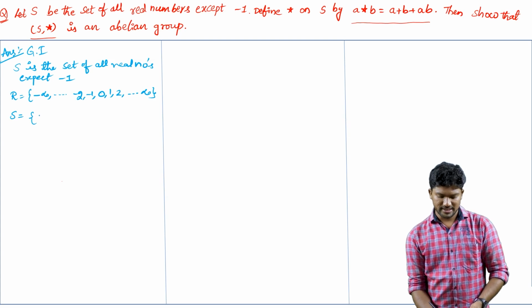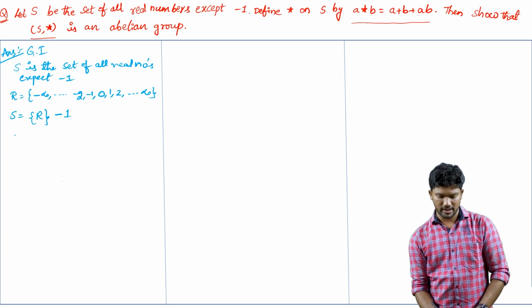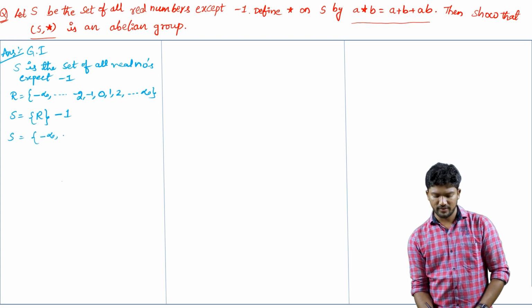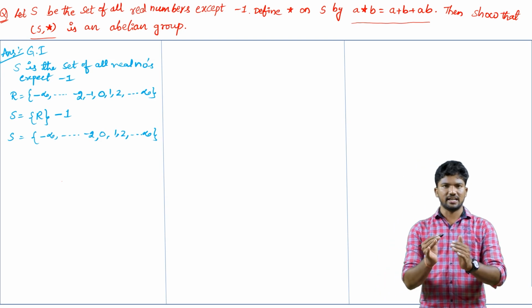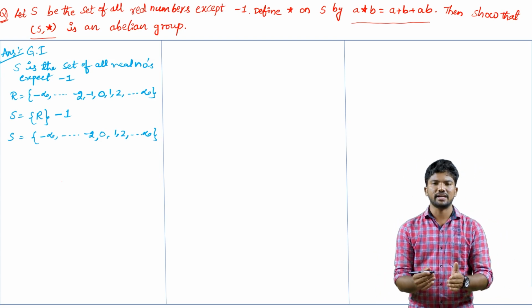Okay, from the set of real numbers, we are removing -1. Therefore capital S is equal to, simply you can write, minus infinity up to so on, -2, 0, 1, 2 up to so on, infinity. This set is called the set of real numbers except -1.